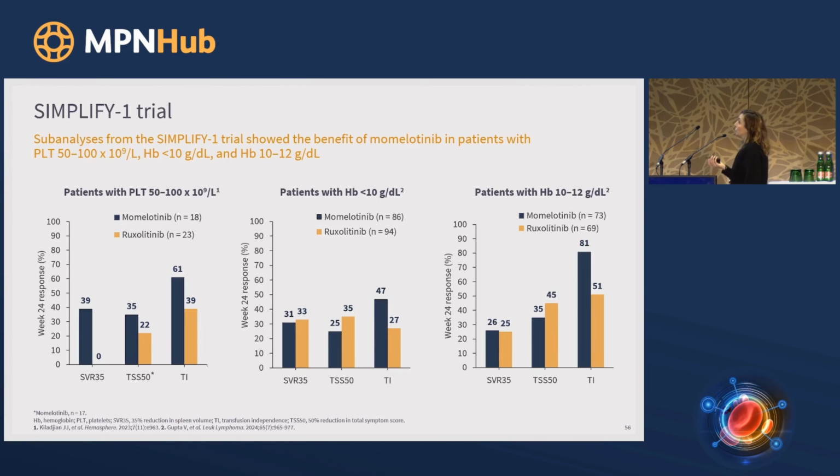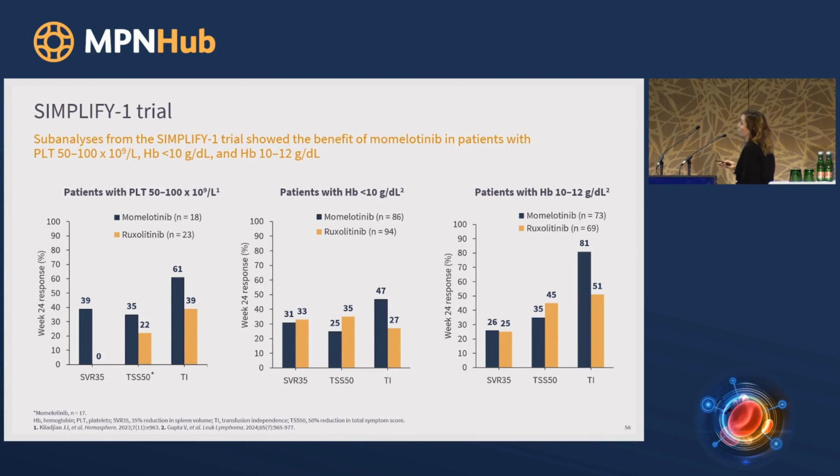I present to you the results from SIMPLIFY-1, which enrolled naive patients randomized to momelotinib or ruxolitinib. In particular, in those patients with mild or moderate anemia, you can see that the clinical response in terms of SVR35 and symptoms is substantially similar. Conversely, the transfusion independence rate is significantly in favor of patients randomized to momelotinib.